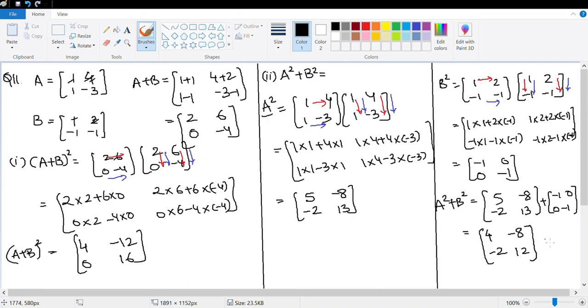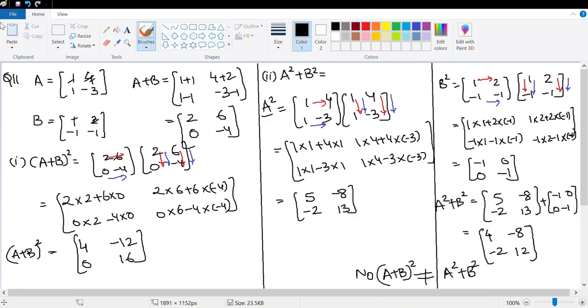The third part of the question says, is (A plus B) whole square equal to A square plus B square? No, (A plus B) whole square is not equal to A square plus B square. Perfect. Let's move on and solve the next question.